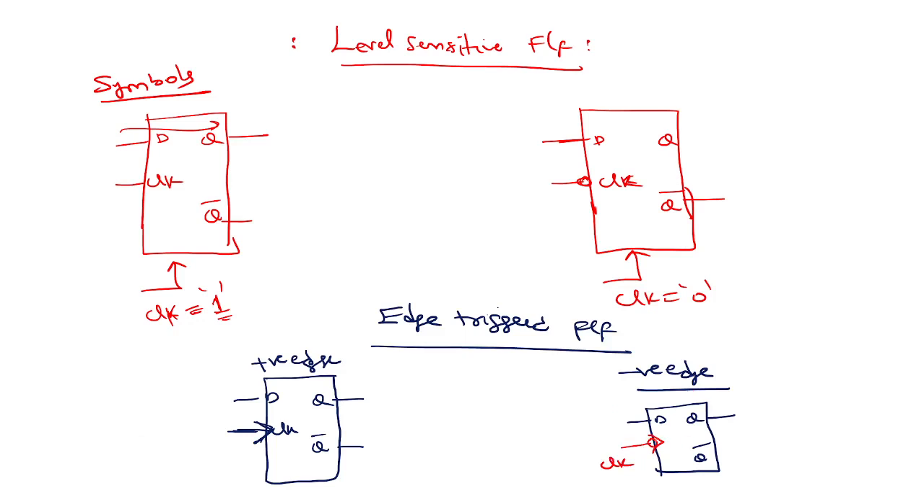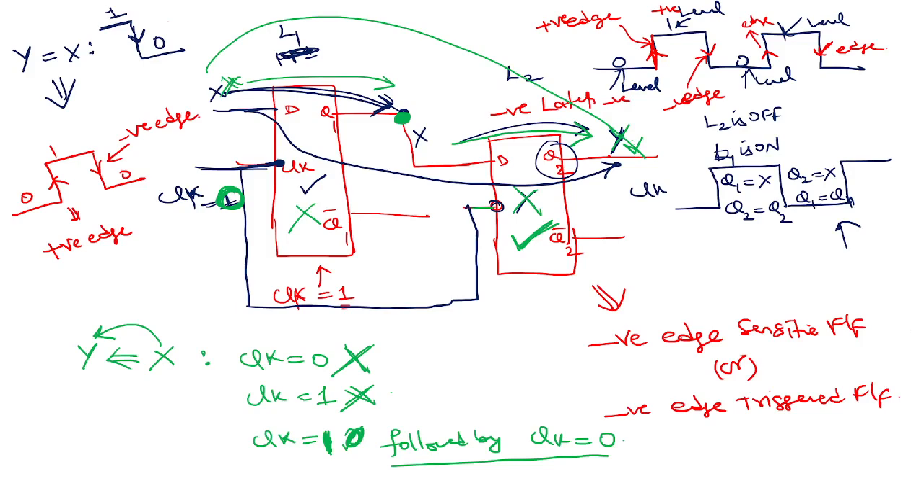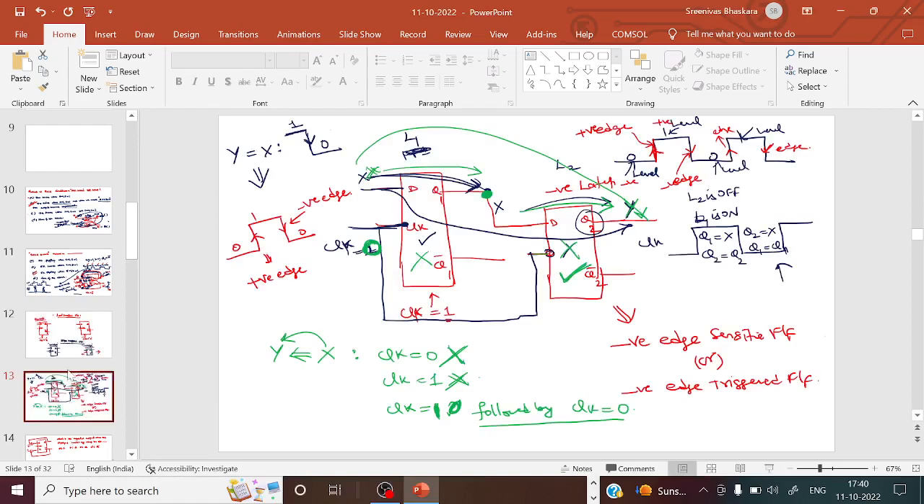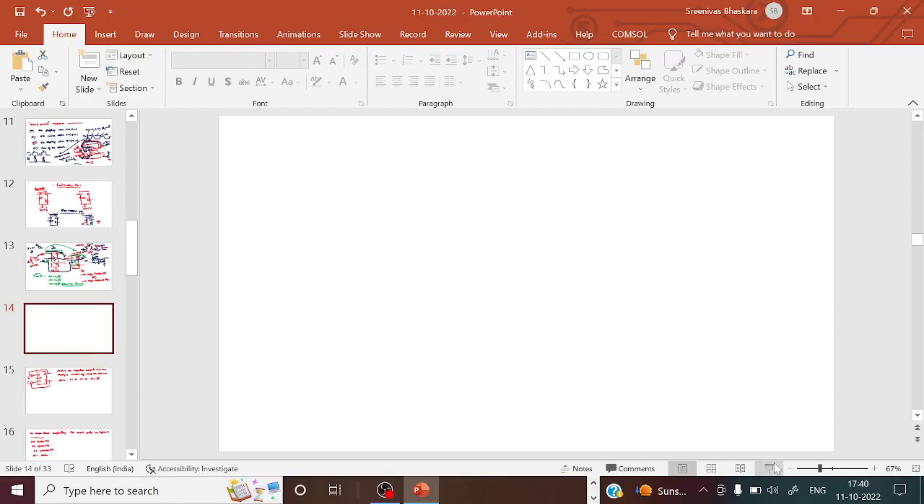Now you see there is an arrow followed by a bubble like this. This represents positive edge, and this represents negative edge. This is the symbol. Now this is a negative edge. Let's say, for example, I'm deliberately delaying it so that you guys get this into your subconscious minds.